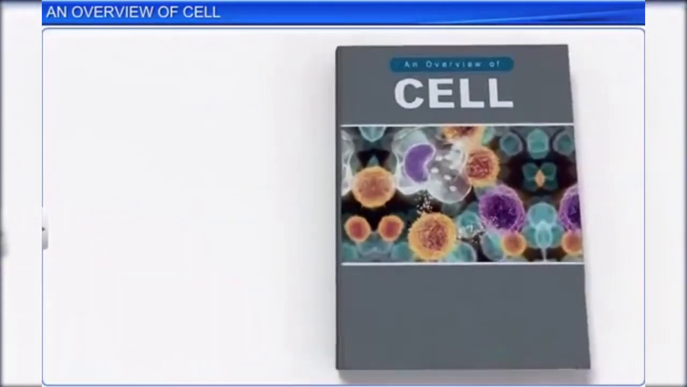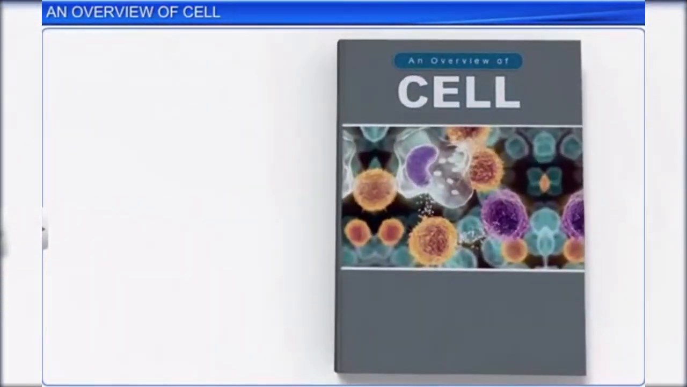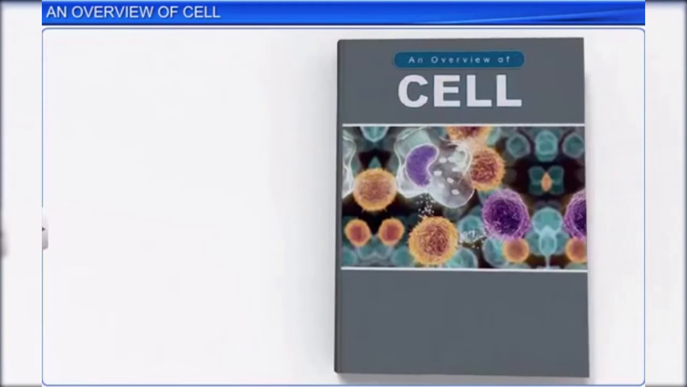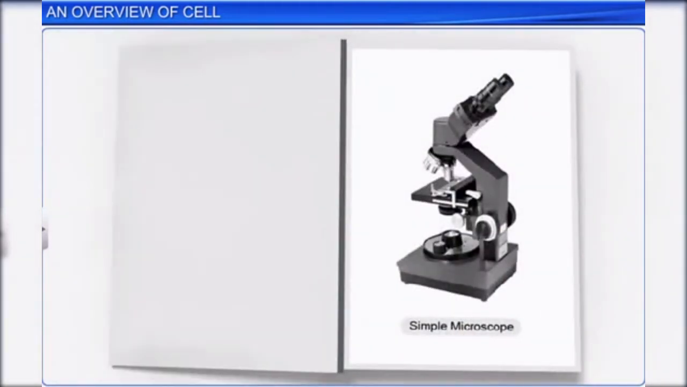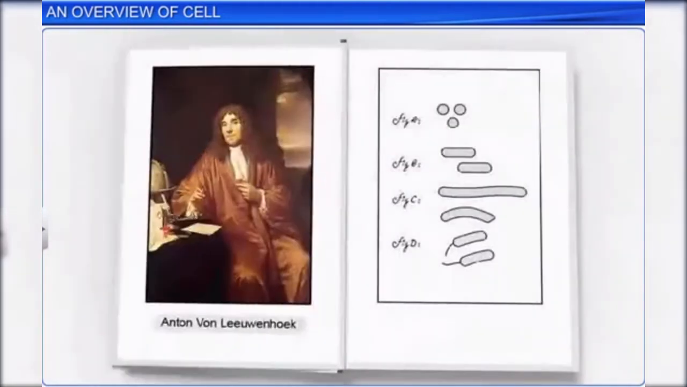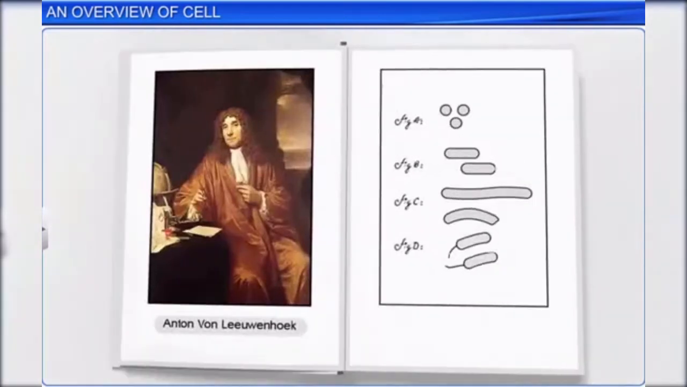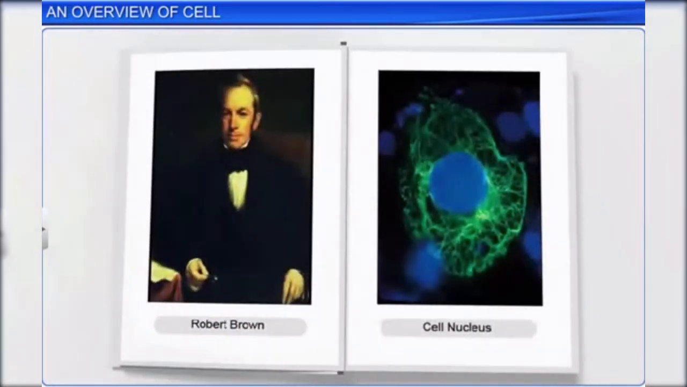They are all made up of cells, the fundamental unit of life in living organisms. Scientists didn't know about the existence of cells until the invention of the microscope. Anton van Leeuwenhoek, an amateur Dutch scientist, is credited as the first person to see and describe living cells. Later, Robert Brown expanded on Leeuwenhoek's studies and pointed to the presence of a cell nucleus.